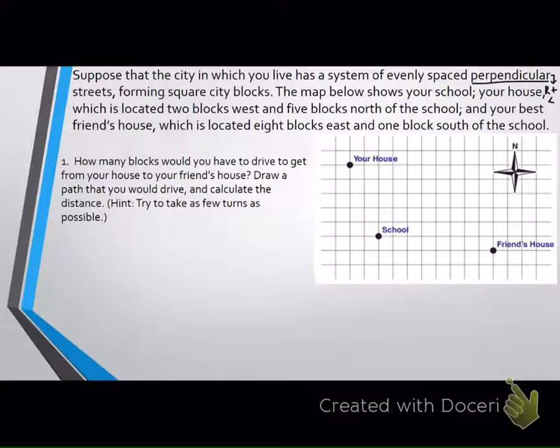Go ahead. If you're driving, remember this, you cannot cut through a neighborhood. These are your streets, okay? These lines are your streets. There are probably other people's houses going this way. You must drive along streets, right? Do you understand that? So with your partner, drive from your house to your friend's house. Try to take as few turns as possible. So drive from your house to your friend's house. Draw a line.